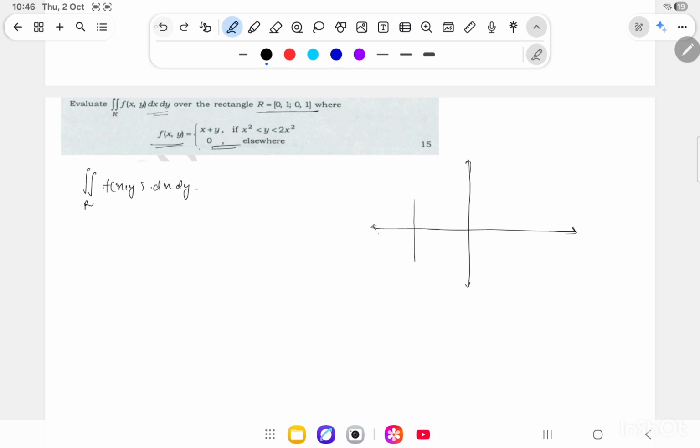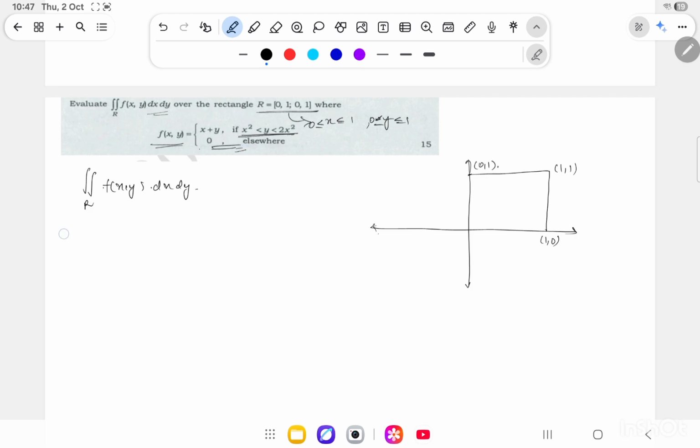The region, basically the rectangle, we read it as x varying from 0 to 1 and y also varying from 0 to 1. So this will be basically the rectangular region where this is (1, 0) and this is (1, 1). Likewise here it is (0, 1). Now f(x, y) is x plus y if our y is in between this, and otherwise it is 0.